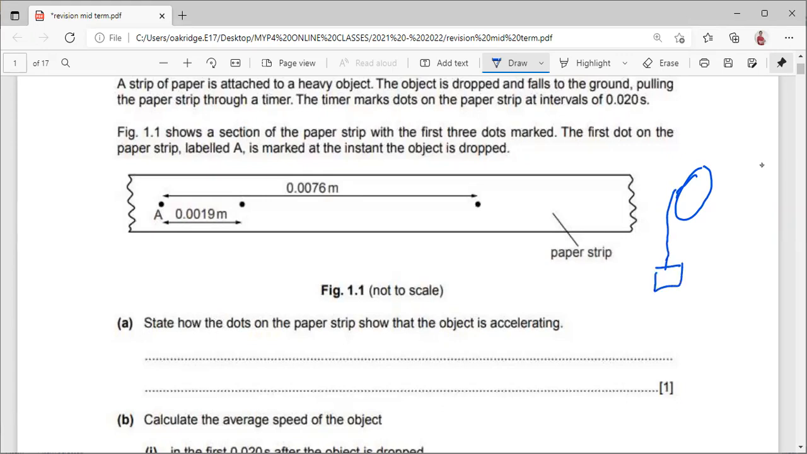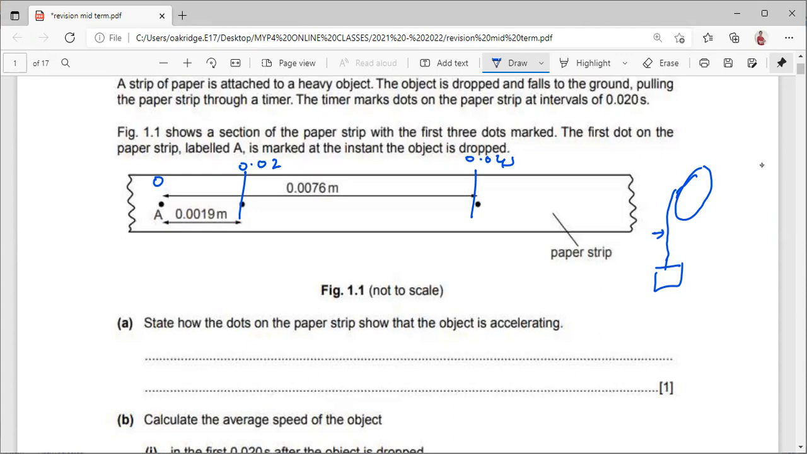The moment you drop it, there's a timer, and then there's a tapping machine over here. It just taps the points. So that's what happens. You get several points over here. The timer marked dots are at intervals of 0.02 seconds, which means this is at t equal to 0 second, this is at 0.02 seconds, this would be at 0.04 seconds. You see, at equal intervals of time, the distances are different.